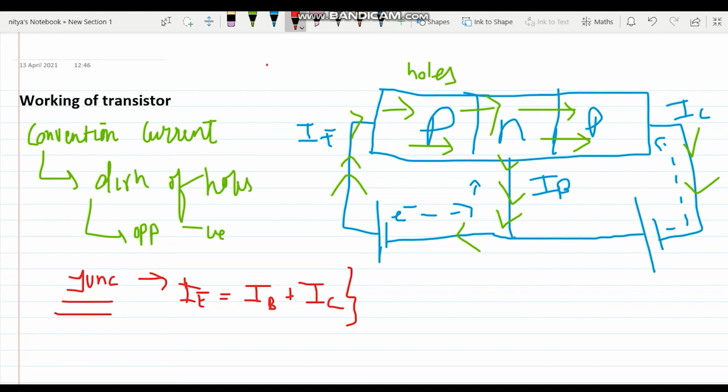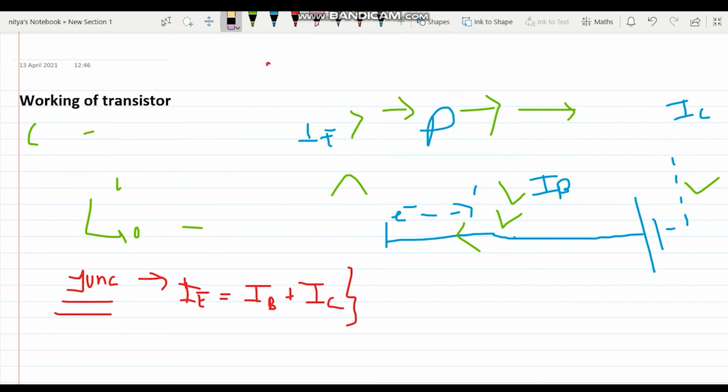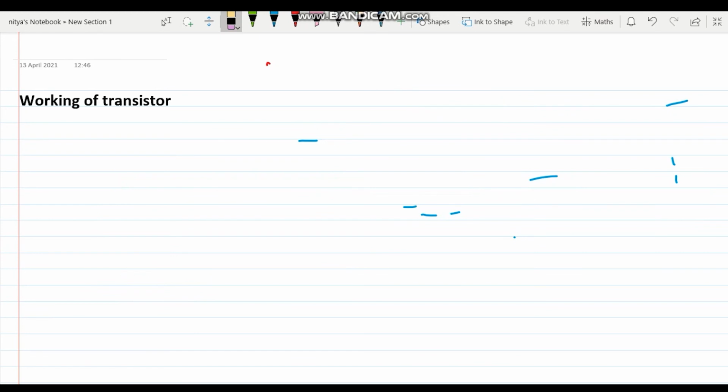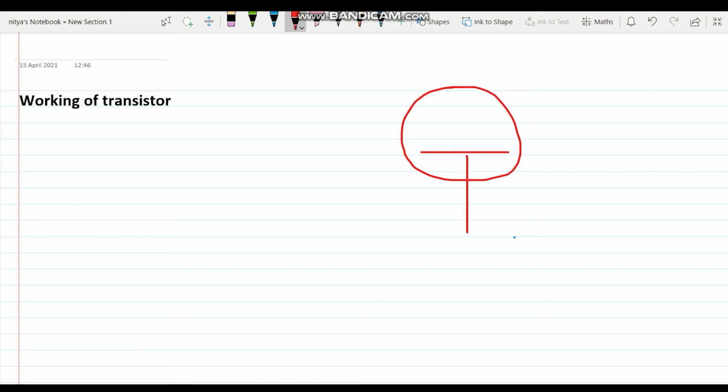Now let us draw its symbol. Simple symbol. This is a circle, this is the base. Here, in this way, the arrow is down. Why is the arrow down here? Because the current is entering through the ammeter. This is the collector terminal, this is the emitter terminal, and this is the base terminal.